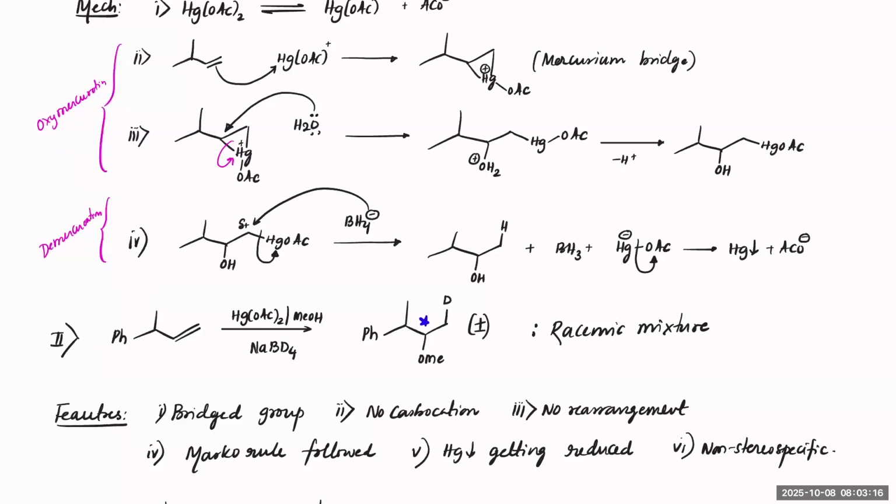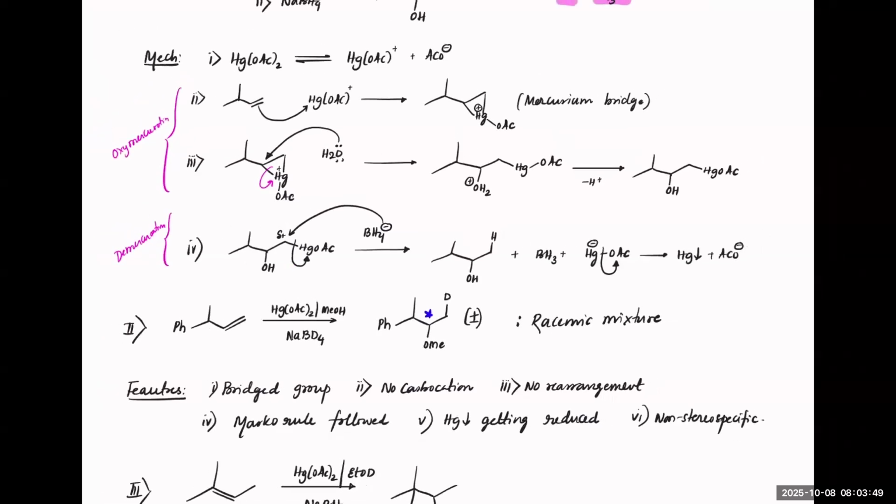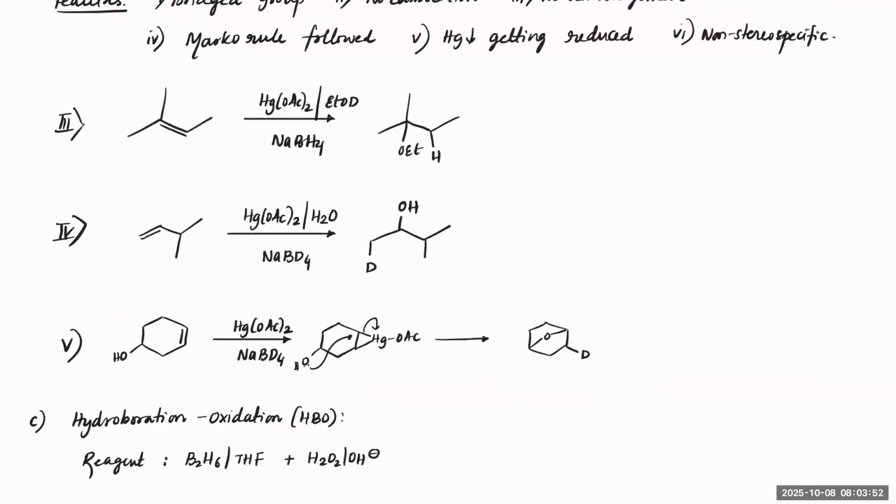The next step, if you notice, is BH4 minus attacking on this position so that mercury can leave with the electrons. So OAc will go away, mercury will get deposited, BH3 will come out, and H will get added here. So here there is no carbocation. What are the important features? Bridge compound, no carbocation, no rearrangement, Markovnikov followed, mercury is reduced, and it is non-stereospecific. Steps are clear? Yes.